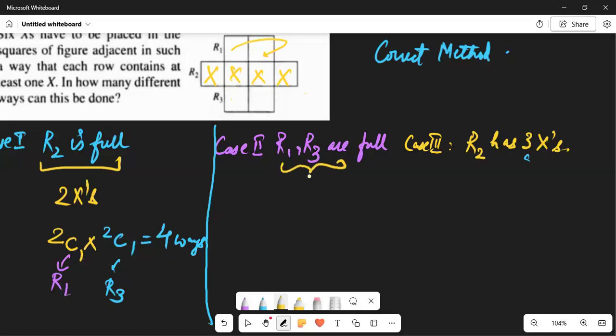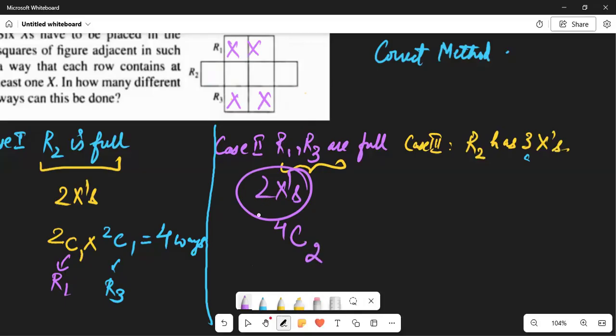Now case 2 is R1 and R3 both are full. So this means you have 2 x's remaining. So you can fill these in the R2 row, and you have 4 positions. So out of 4 positions, you have to select 2 to fill your remaining x's. So this gives you 6 ways.